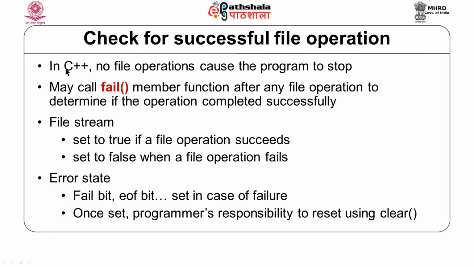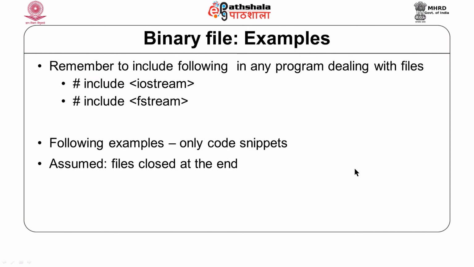In C++, no file operations cause the program to terminate. That means, it is the programmer's responsibility to check whether the file operation was successful or not. May call fail member function or other ways, like checking the file stream. As said, it is always set to true if the operation succeeds. So, one can even check the file stream or error bits like fail bit, EOF bit, and so on and so forth. Let us see now the examples of using binary files.